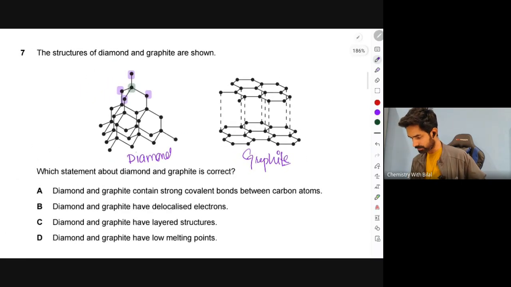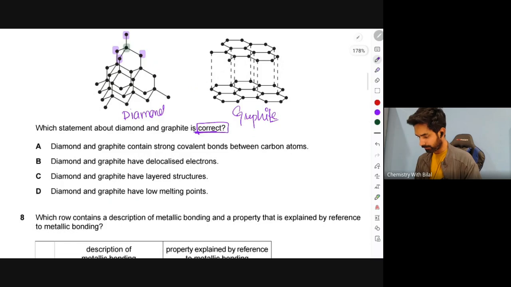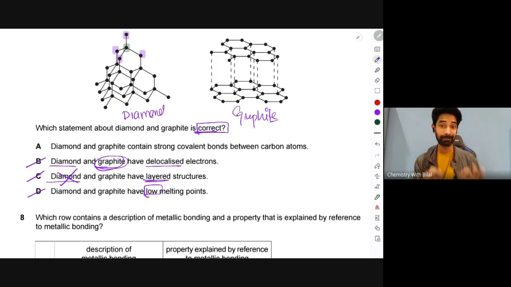Correct. Which statement is correct about diamond and graphite? Diamond and graphite have low melting point? No, sir. Graphite has a layered structure, but not diamond. Incorrect. Diamond and graphite have delocalized electrons. Only graphite has delocalized electrons, because in graphite, one carbon forms 3 bonds and the 4th electron is free from every carbon atom.